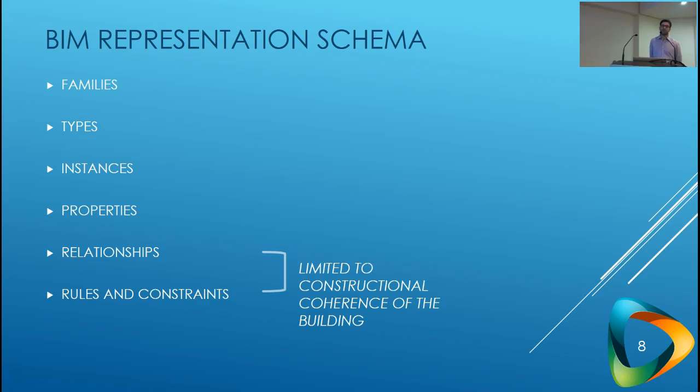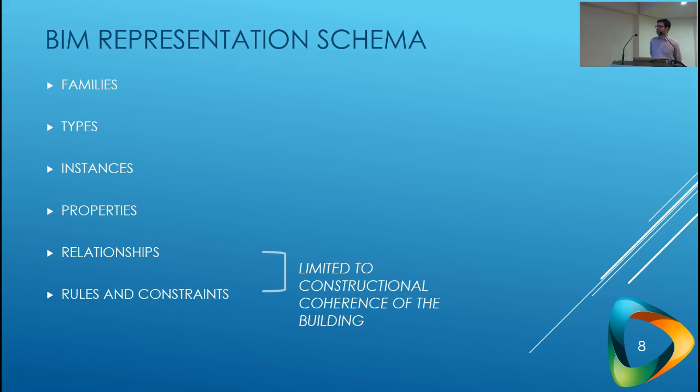Then we have types, family types. There are also different names depending on the software. These are actually specifications in terms of some values of the abstract families. Then we have instances, which are actually what we use to populate the model. So it's the actual representation of the single technological component of the building. Then we have properties that add features to those families and that are inherited in the instances.